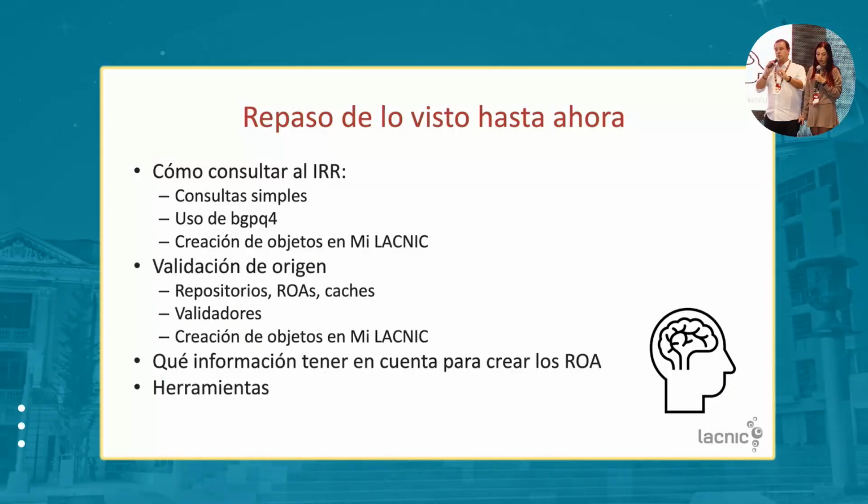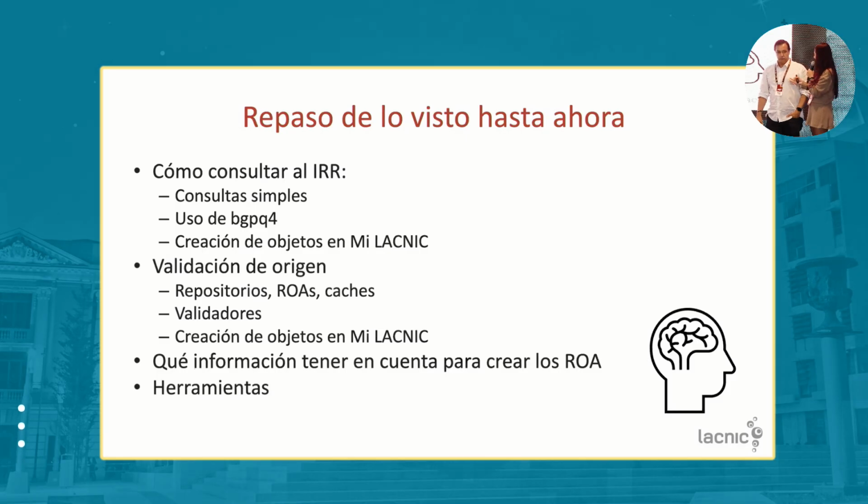And we have to configure the filters on the entry, to check whether what is being announced is correct or not. Remember the first example we had in the morning, where an autonomous system hijacked a prefix because we couldn't determine if we had to accept it or not, depending on how it was announced. So how do we do it? We consult the RIR. We do very simple queries. We use BGPq4. We saw briefly how to create the objects in MiLACNIC. This is generated automatically through RPKI.